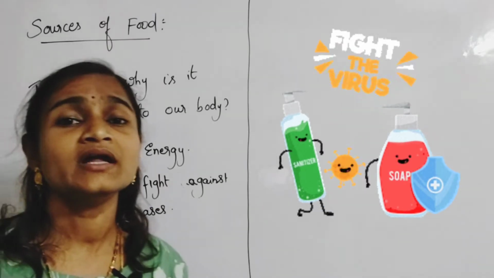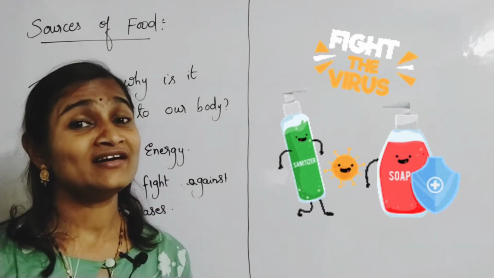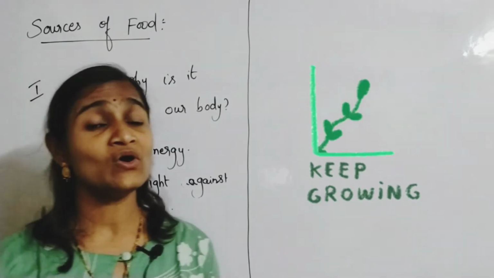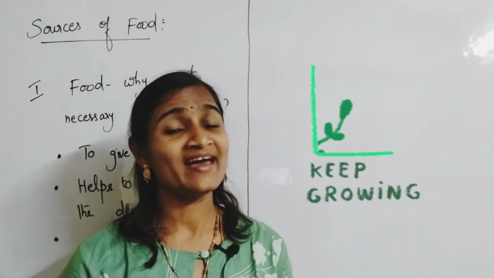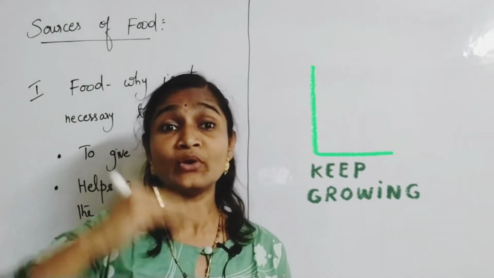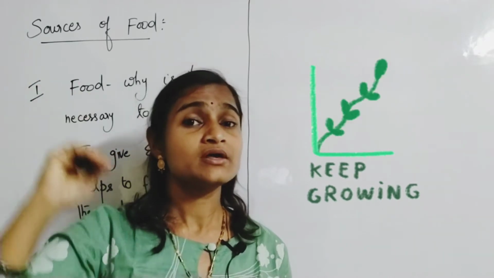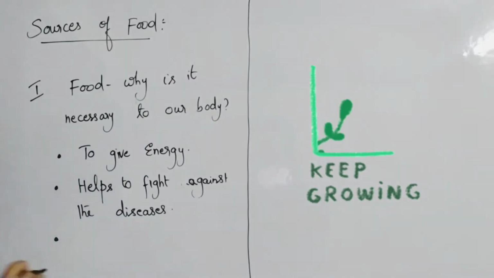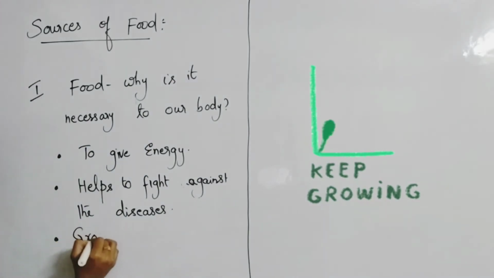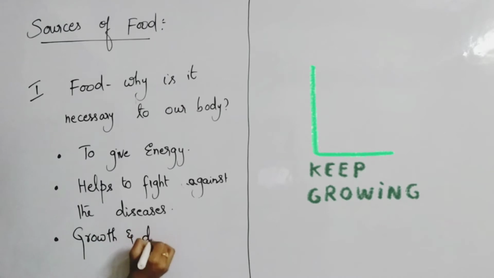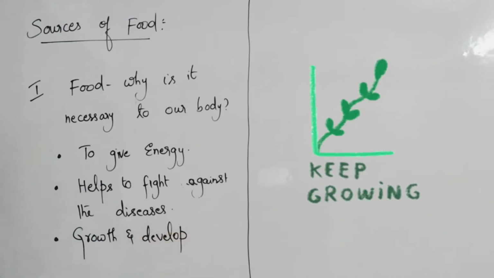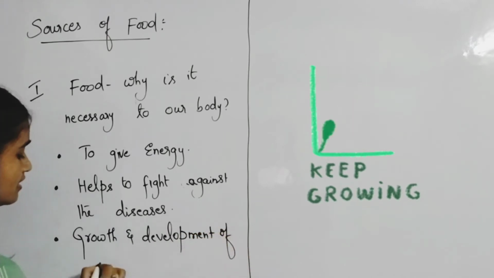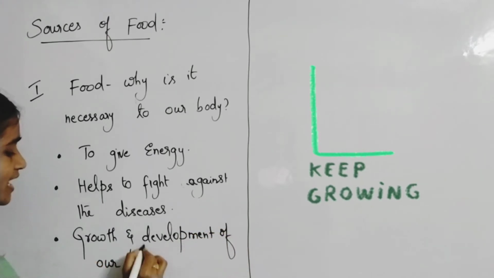Okay, and food is also necessary for what? For the growth and development of our body, isn't it? You are all 6th class children, and you all will be growing up. You will be in a growing stage. So food helps for healthy growth and development of our body. This is also one of the importances of food, growth and development of our body.